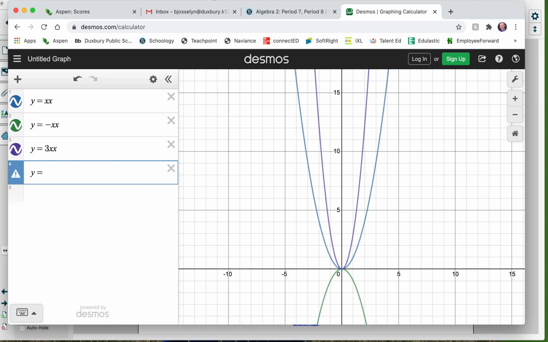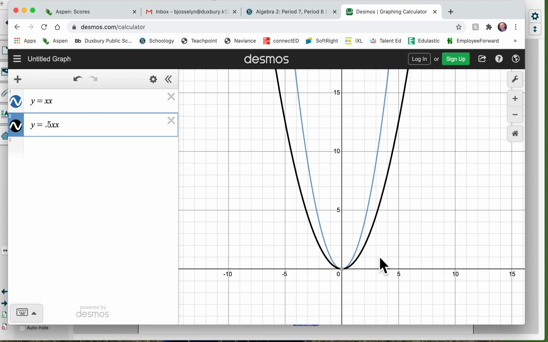So, what if we did 0.5x squared? Because we had something like narrow, wide, or vertically stretched and vertically compressed. Well, if we did 0.5, this is the black one. So again, we're comparing it to the blue one. I could delete off this one, and I'll delete off the reflection too. So compared to the blue one, this is what we call vertically compressed or shrunk.